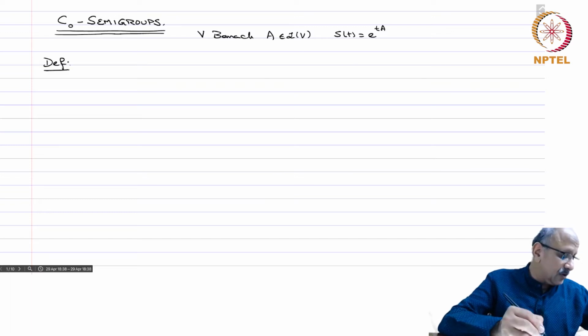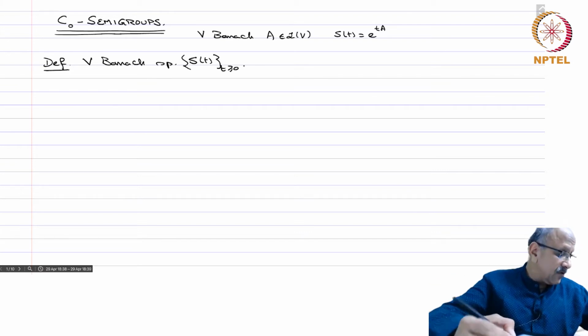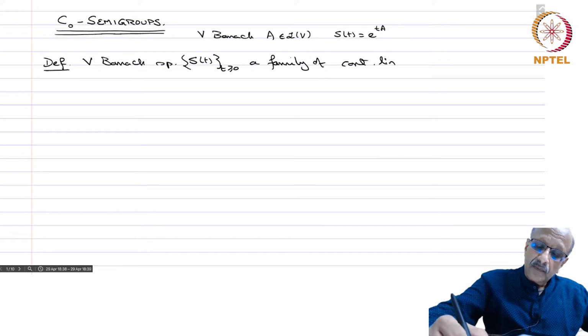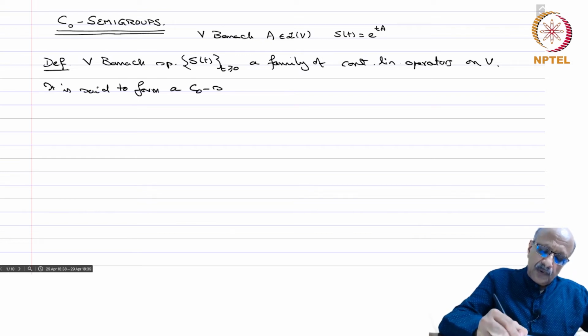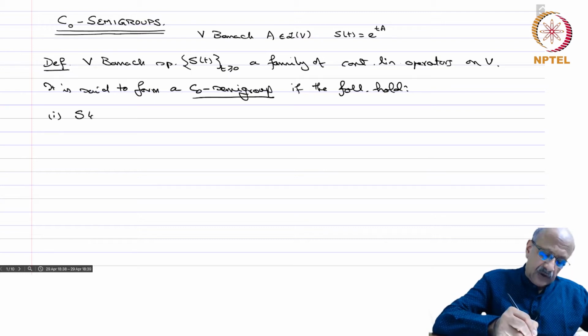So we start with the following definition. Let V be a Banach space and S(t), t greater or equal to 0, a family of continuous linear operators on V. It is said to form a C0 semigroup if the following hold. One, S(0) equals identity in V.